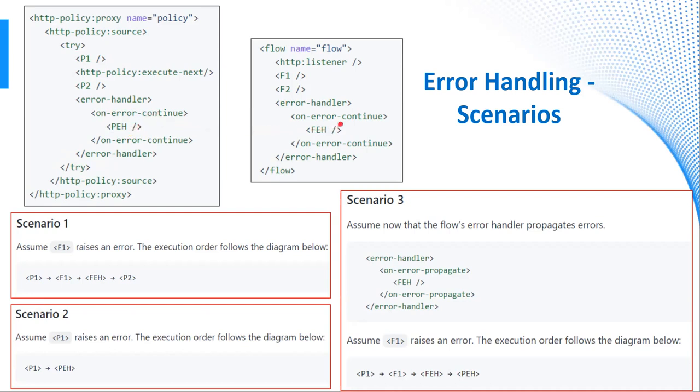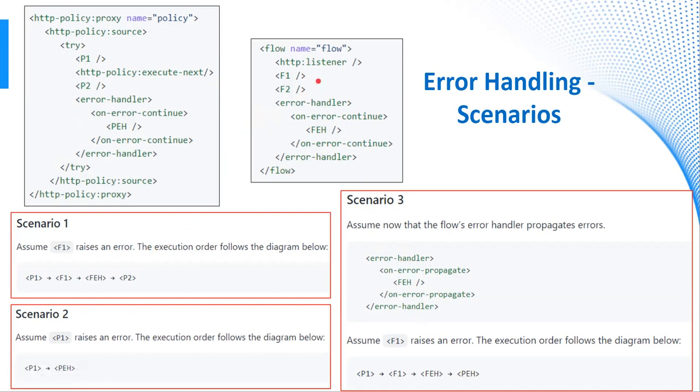Now scenario 3. If I change this on error continue to on error propagate, what will happen if there are any errors in F1 or F2? This error handler will capture those errors, and again it will propagate them. It will propagate status code 500 and the error description, or error object, to the policy section. And in the policy section, the moment you see the error after execute next, it will jump onto the error handler of the policy. P2 won't get executed.